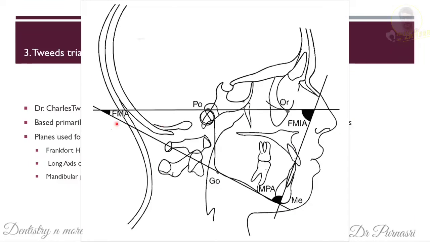So this is the diagram. You can see this is the Frankfurt horizontal plane, mandibular plane, and the long axis of the lower incisor. And he calculates three angles. FMIA, that means Frankfurt mandibular incisor angle. FMA, that is Frankfurt mandibular angle. IMPA, that is incisor mandibular plane angle. These three planes form the triangle called Tweed's triangle.